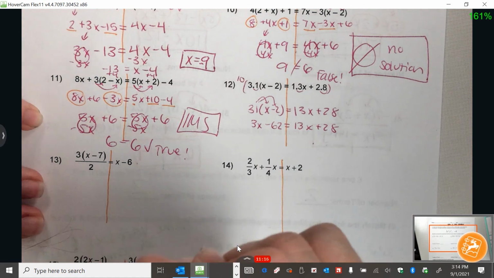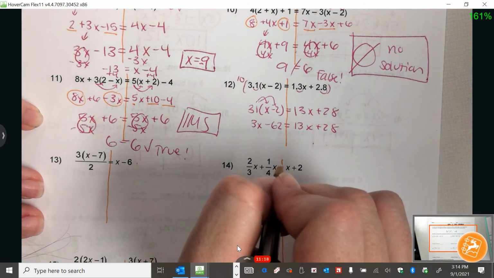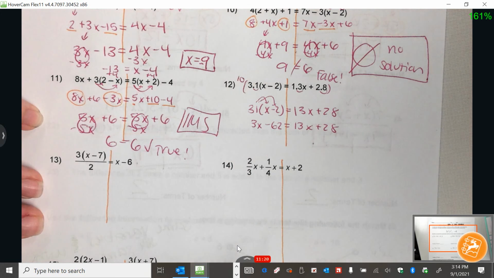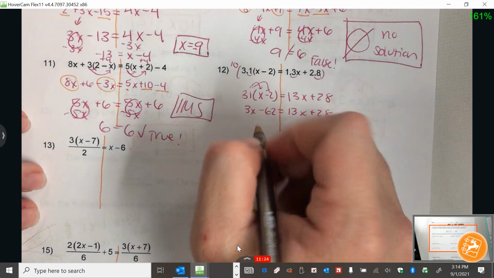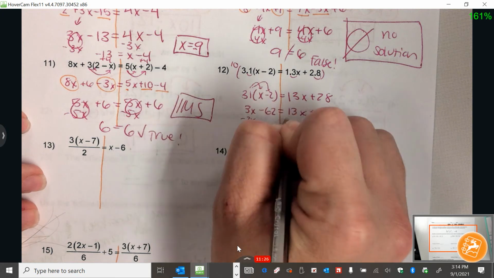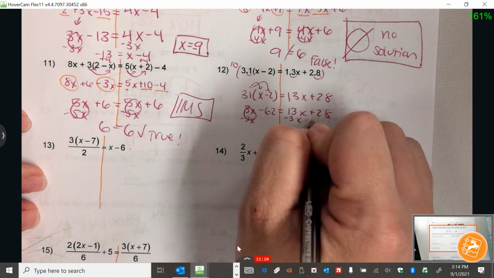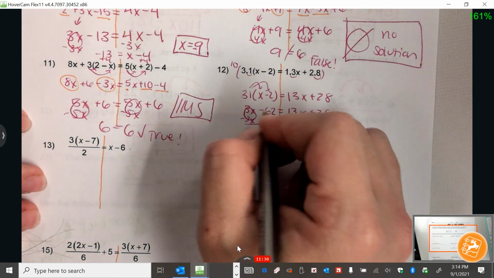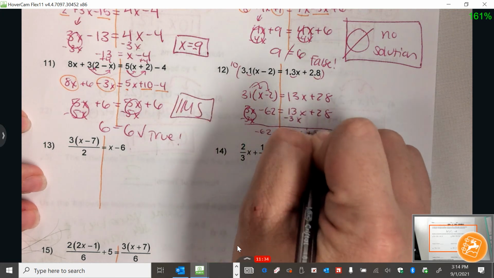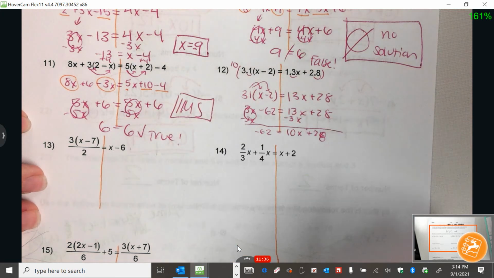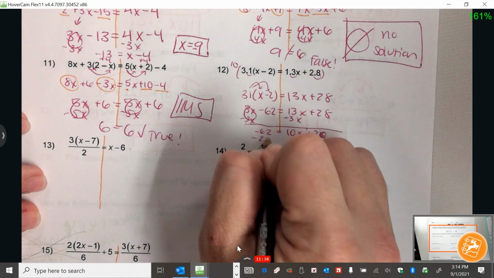I like to move my smallest x first because I'm solving for x on all of these. Okay, I'll just circle the x because they all say solve for x. Okay, so I'm going to do minus 13x minus 13x, and that gives me 18x, not x, sorry. Minus 28 minus 28.